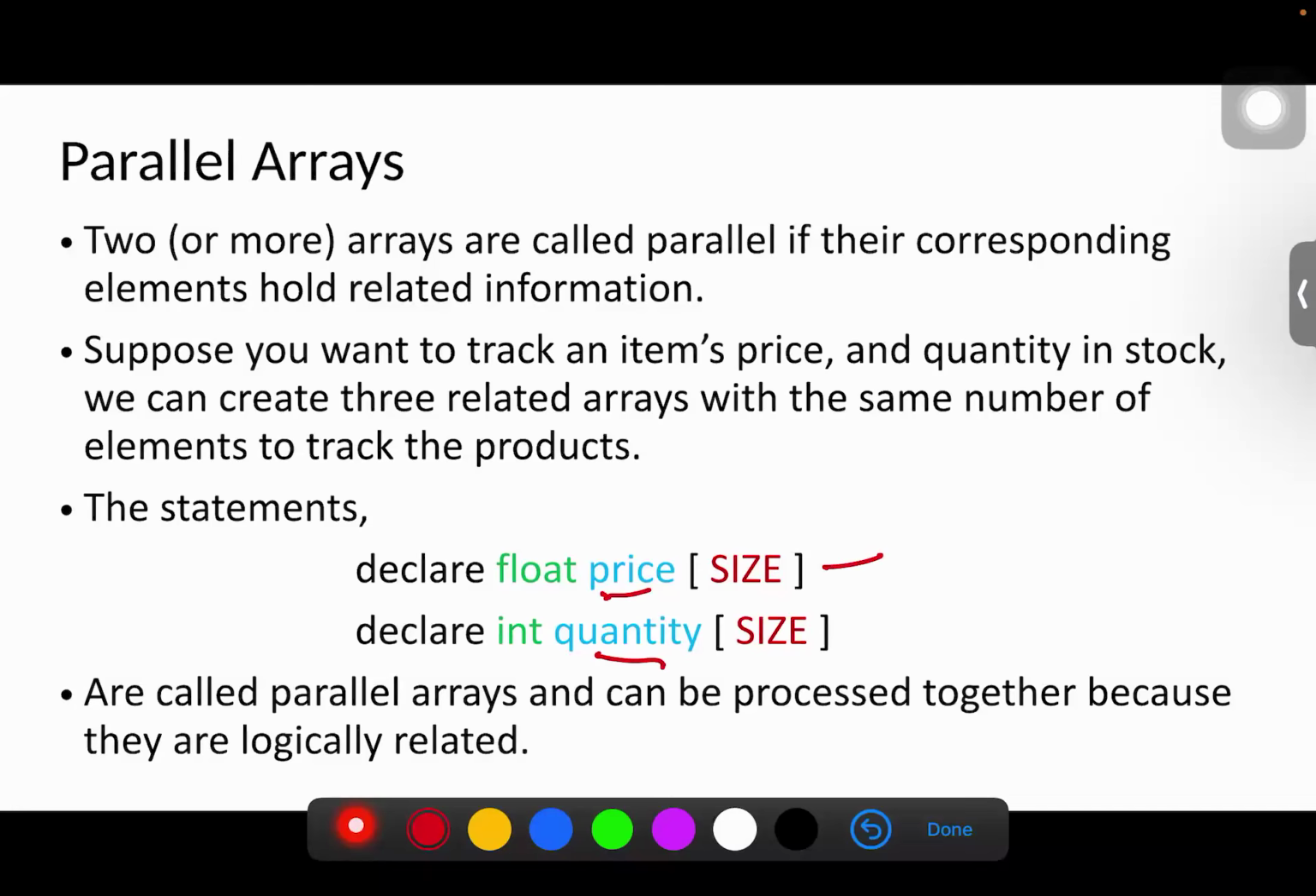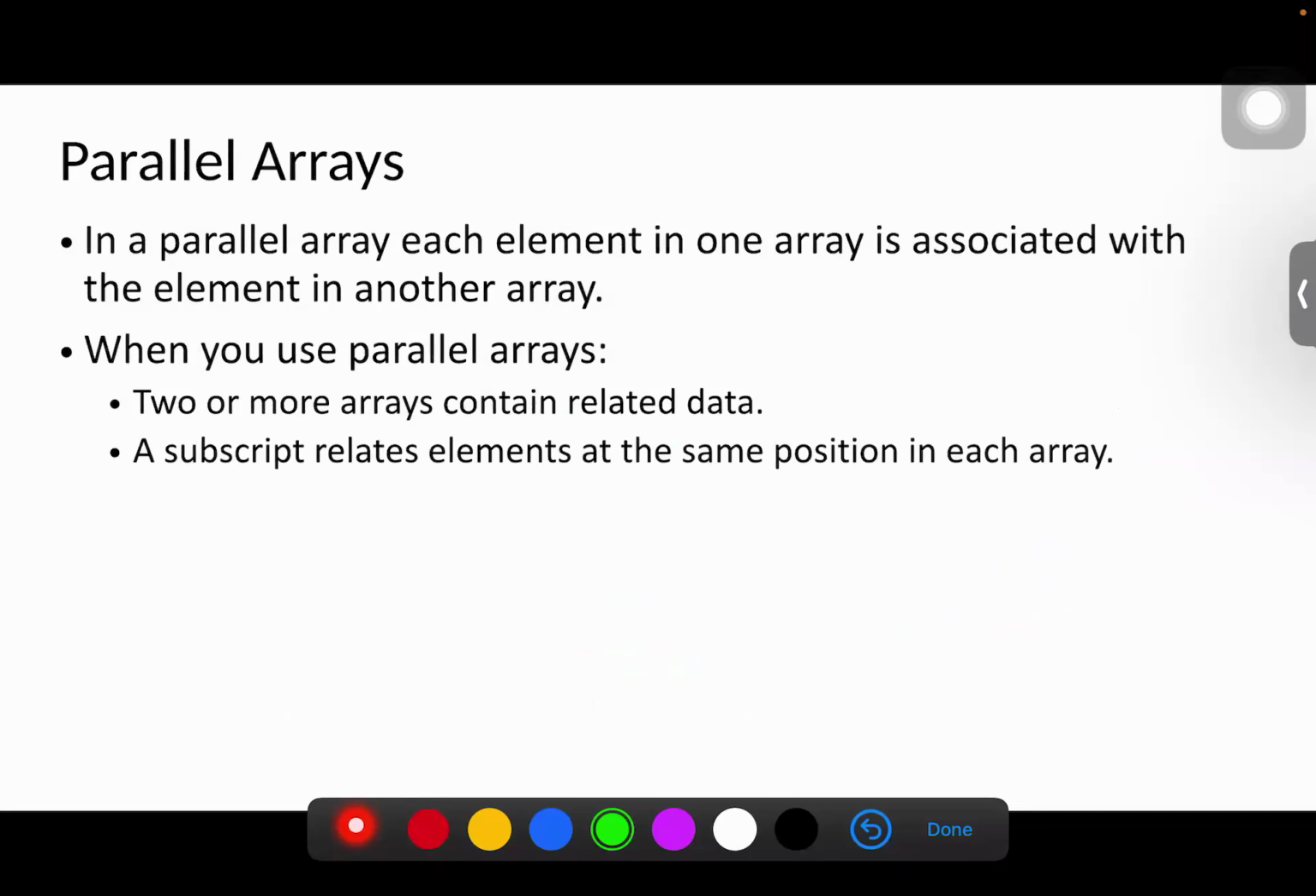Parallel arrays need to have the same size. It's an important feature of parallel arrays. If they are related, then they need to have the same size. If there are 20 items here, then there need to be also 20 items here, so that every item in price has a related quantity. Please take note of that. Usually we use parallel arrays to store something like a database, related data. And then the subscripts must relate to each other.